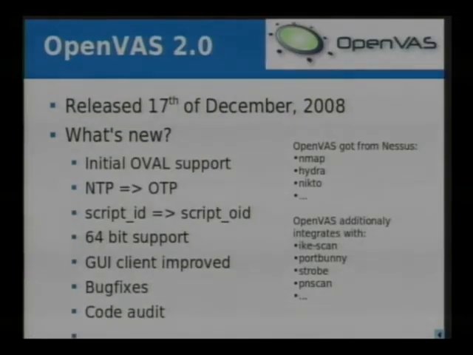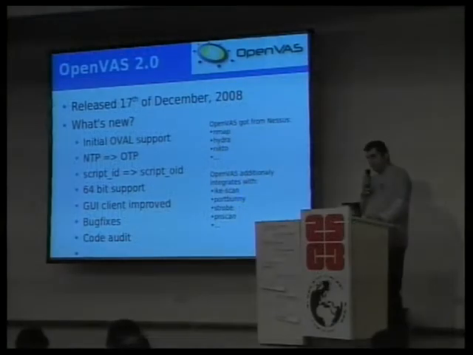So this is the 2.0 release. It was released just a few weeks ago. It features OVAL support, a new protocol, so it's not compatible with Nessus clients anymore, 64 bits support and so on. Also, we got some integration from Nessus, like Nmap integration, Hydra, Nikto, and so on. But we also integrated more tools, for example, like IKeyScan, Port Bunny, and so on. I think that's all the popular software which you can use with OpenVAS.